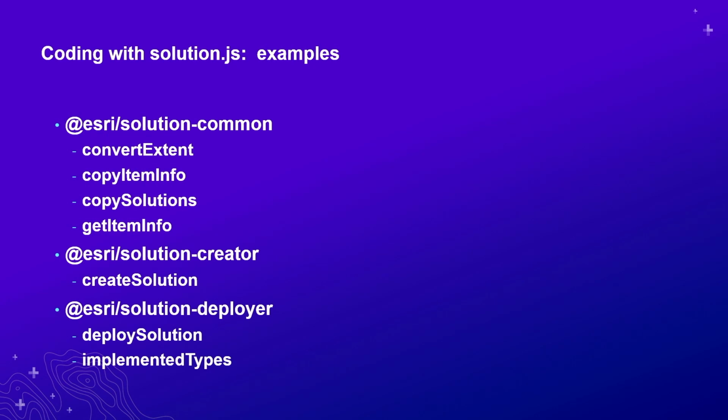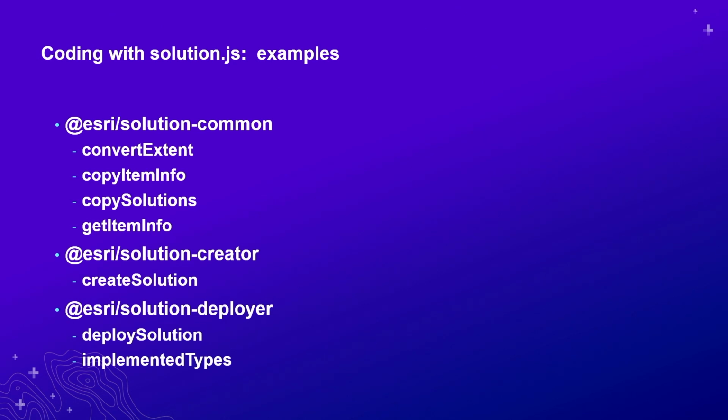Now, there are other examples provided with the solution library. Under common, these are simple ones, just kind of exploring things that you can do with the common package. Convert and extend, copy item info. Copy solutions is one you might find particularly useful. You might create a solution in one part of your organization, test it, feel comfortable with it, and then copy the solution over to another organization, a more public space in your organization.